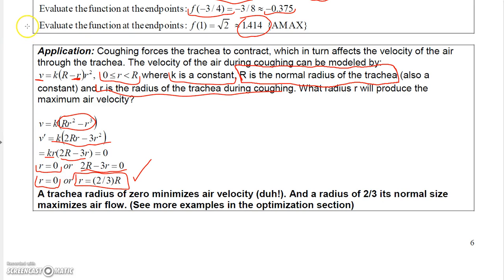We'll see more of these in the optimization section. Okay, so that pretty much covers extrema. The next section we're going to get into another topic called concavity and points of inflection.